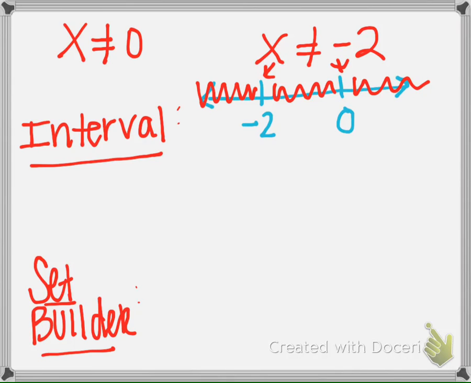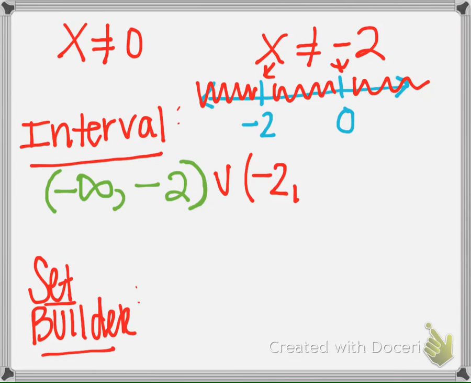So we're going to use parentheses to show that it is not equal to -2 and 0. So x could be anything negative all the way to -2, but not including, so that's why we put this parenthesis right here. Or x can be anything in between -2 and 0, or anything greater than 0.